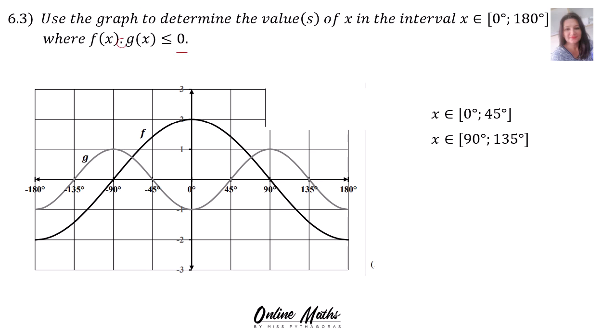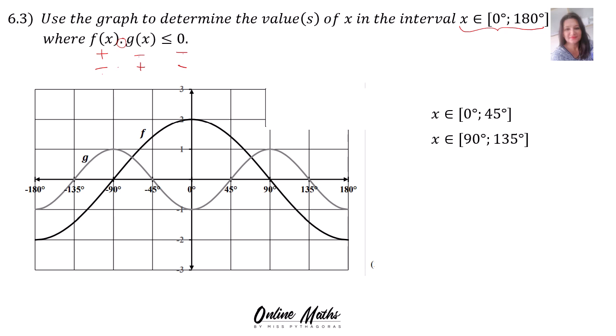This is a times. So this implies where is f of x positive times and g of x negative, since a plus times a minus is a minus. Or where is the f of x graph negative times the g of x graph positive, since a minus times a plus is a minus. And be careful, they only want it for the interval 0 up to 180 degrees.